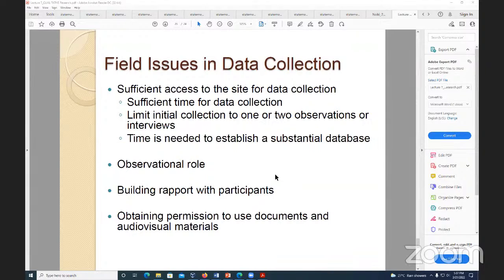So you need to make sure that you have enough time to get there, time for data collection, enough time to do the observations or the interviews, so you can get a database that's going to be able to answer the research question in a way that is robust. If you're an observer, you need to be trained and know how to conduct yourself in a way that is professional and appropriate. Where possible, you need rapport with the participants.